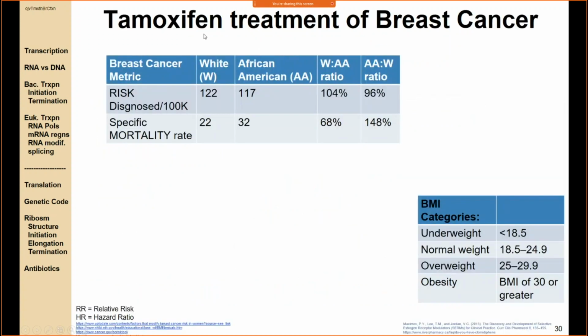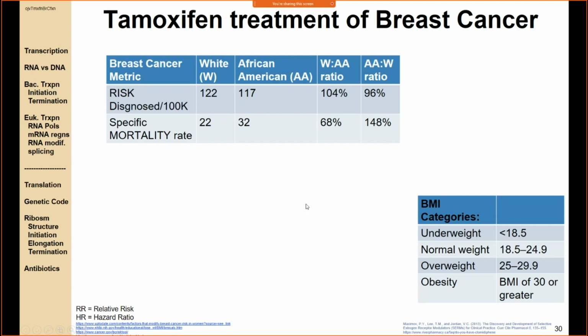All right, so now we're back to tamoxifen and breast cancer. If you look at the risk of breast cancer, so the risk of being diagnosed per 100,000, in white women it's 122, in African American women it's 117. So you have this ratio which seems kind of close to each other, but when you look at specific mortality, it's much higher in African Americans. They're about 150% compared to 68%.